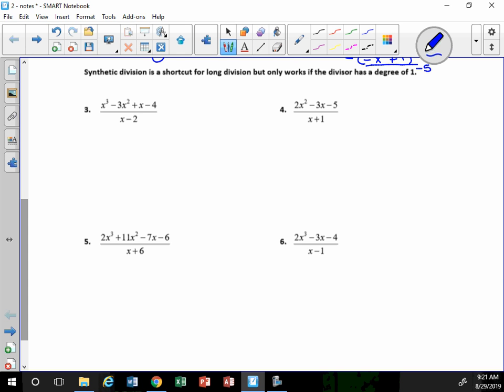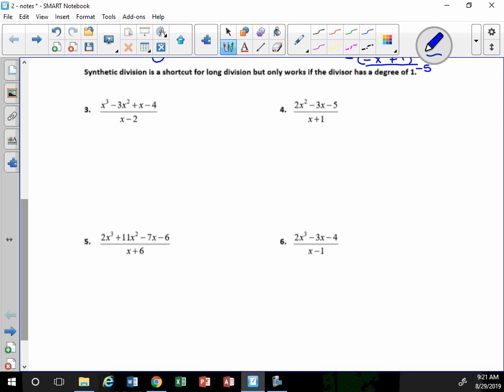All right, guys, so back to your notes packet here. You all saw synthetic division. It is definitely a shortcut. It's a faster method, but it only works if what you're dividing by has a degree of 1. So see how we're dividing by x minus 2, x plus 1. I can't do synthetic division on the last problem we just did, okay?